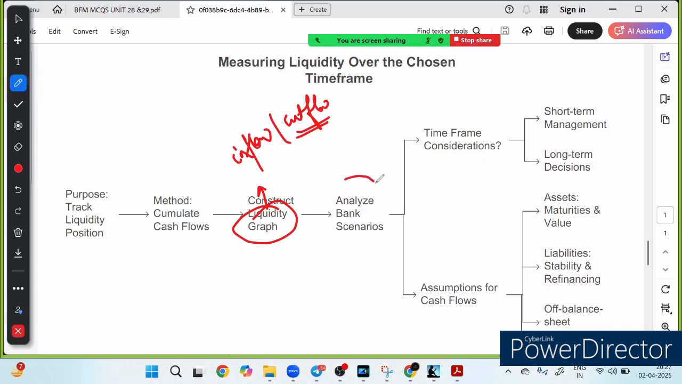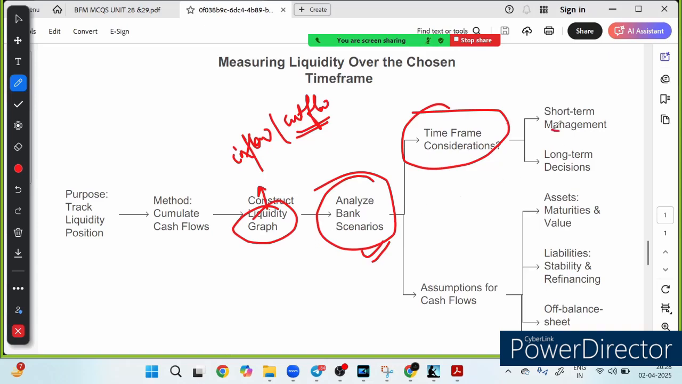And then we analyze the bank scenario, which means we analyze how the bank's liquidity will perform under various circumstances. For example, what happens if the bank faces a sudden increase in withdrawals or has to deal with an economic downturn. The key consideration here is that the chosen time frame for analysis plays a significant role. Are we looking at short term or long term? That is called time frame consideration. Whenever we are analyzing the bank scenario, time frame consideration is very, very important.